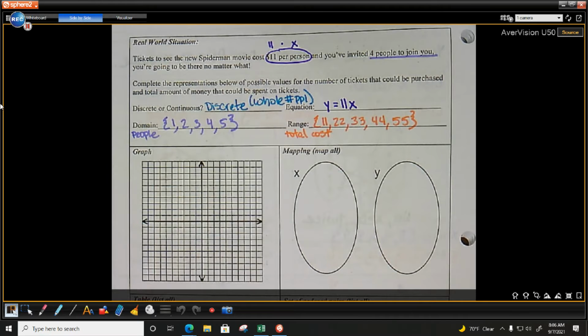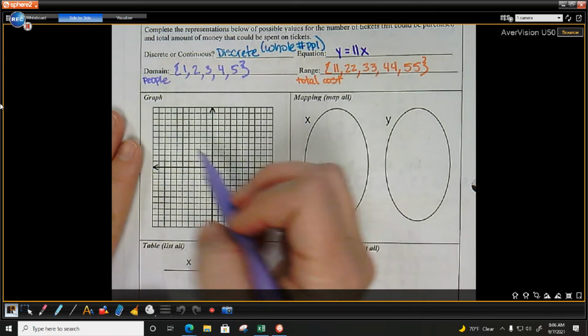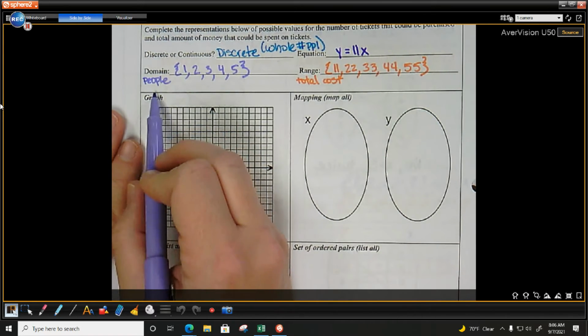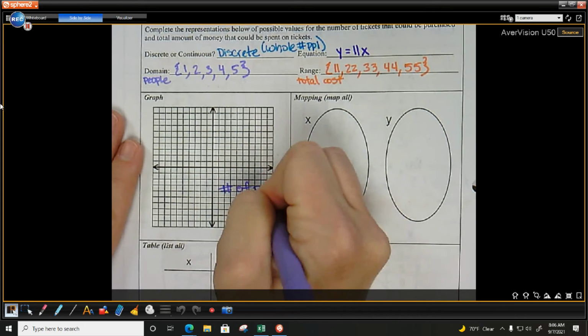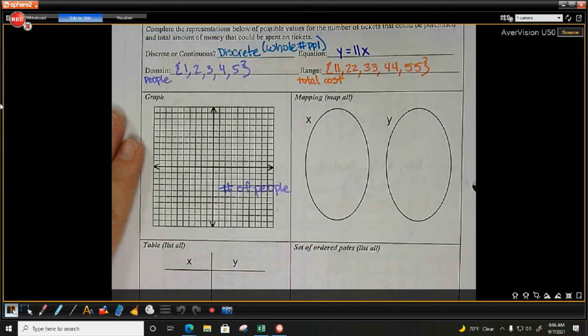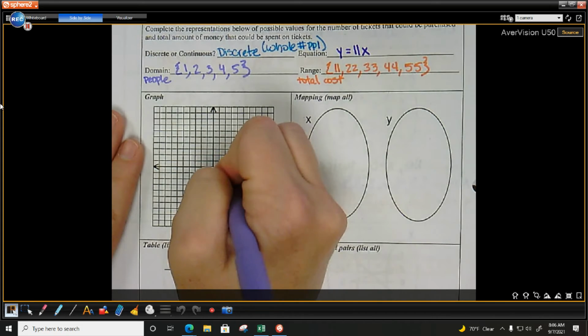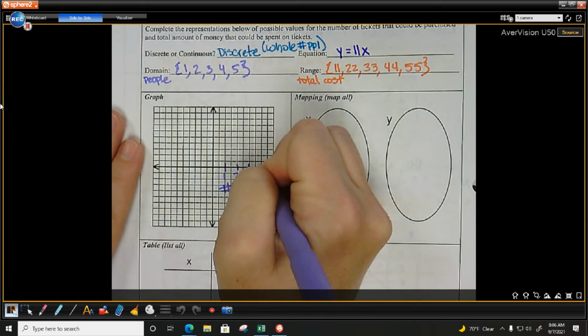Okay? So let's graph this. When we're graphing, you want to label your axes. Domain, which is x, is your people. So I'm going to put number of people. And I'm going to kind of skip a space every time. So I'm going to do 1 person, 2 people, 3 people, 4 people, 5 people.